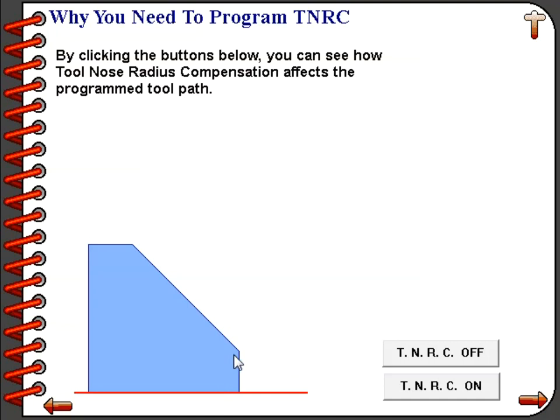Now, when we turn tool nose radius compensation on, the tool will be shifted. All of the program commands will be shifted to accommodate for that void between the programmed point of the tool and the radius of the tool. Watch again several times on this animation. We will also show you on the next slide how this affects the machining of a radius.